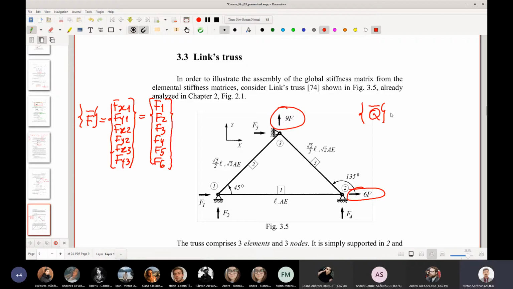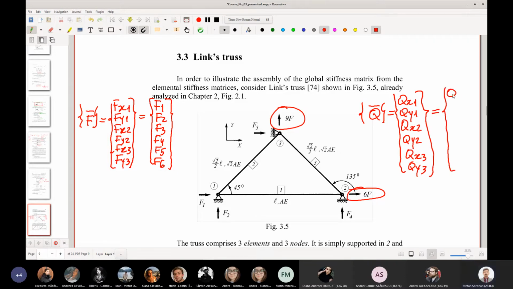Similarly, for the displacements, this capital Q bar is Qx, Qy, Qx, Qy, Qx, Qy for node 1, node 2, node 3, or you can use a new notation as Q1, Q2, Q3, Q4, Q5, and Q6, as in mathematics if you want. It's just a new notation here.